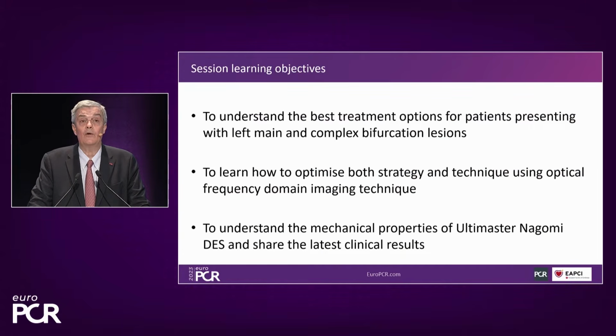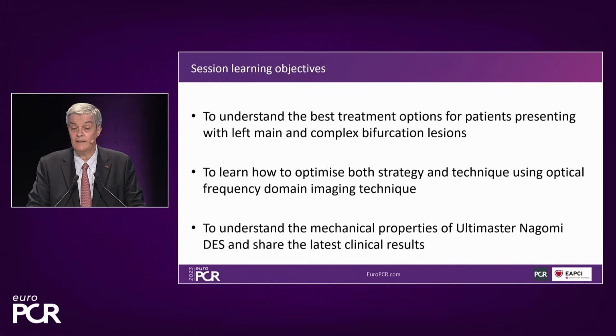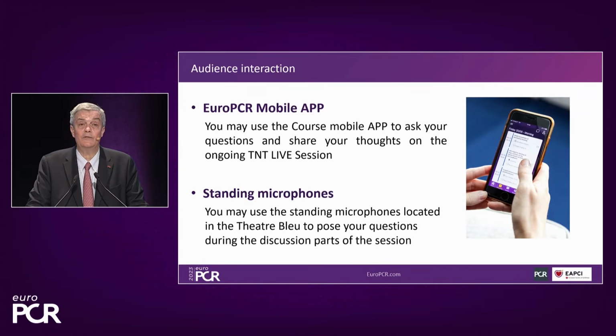Our objectives for today are to discuss and to try to understand what are the best treatment options for patients presenting with left main and complex bifurcation lesions, to learn how to optimize both the strategy and the technique using optical frequency domain imaging technique, to understand the mechanical properties of the new generation Ultimaster Nagomi drug-eluting stent, and share the latest results. Please use your mobile application or standing microphones here in the room to ask your questions.